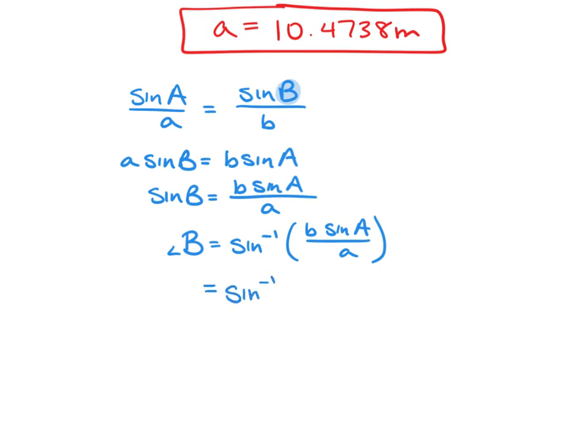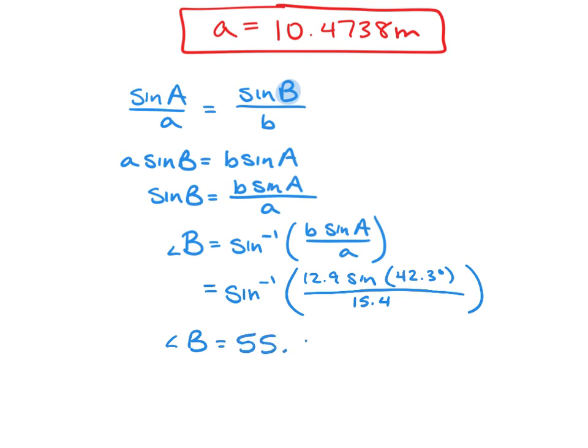Sine inverse of little b, which is 12.9, times sine of A, which is 42.3 degrees, all divided by A, which is 15.4. Beep, beep, beep, bop. We calculate. We get that angle B is 55.9872 degrees.